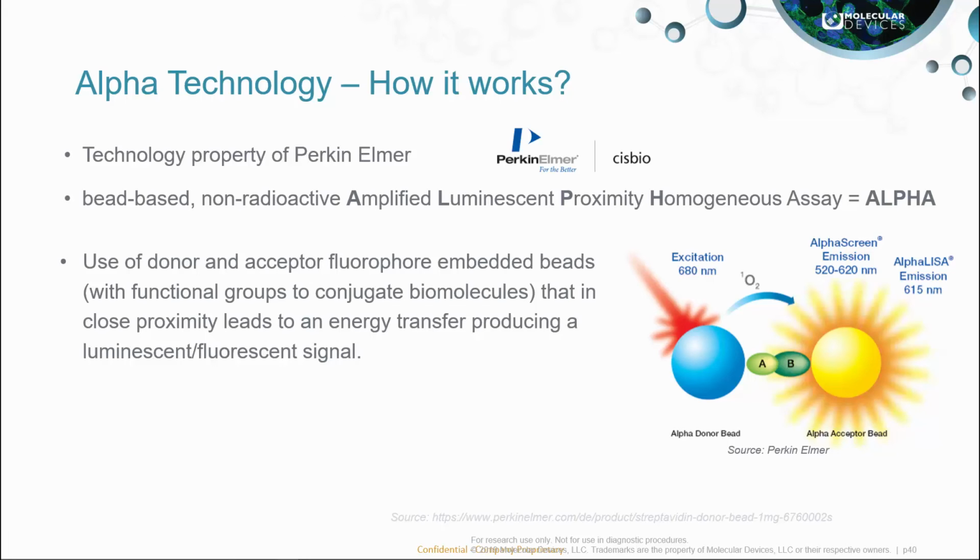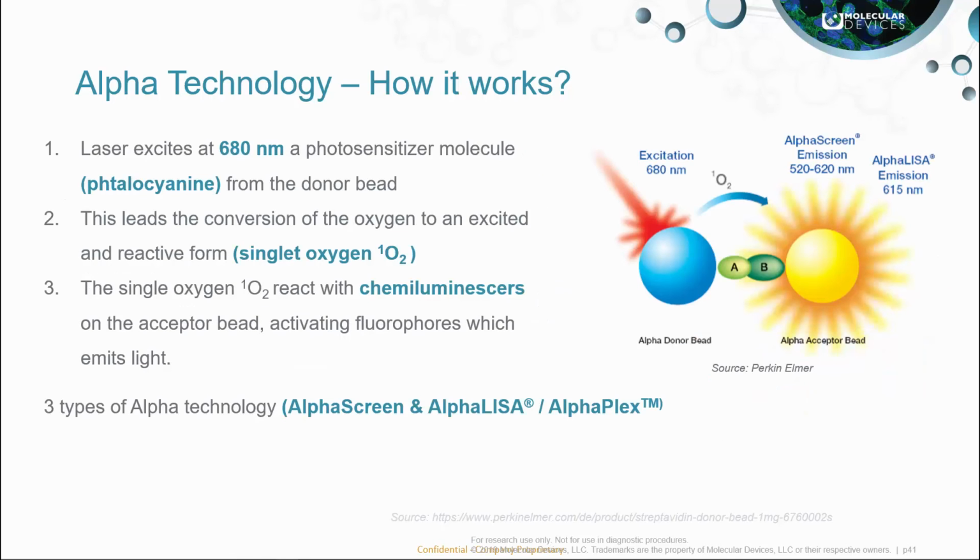Now, I will move to the next slide where I will shortly explain in more detail how this technology works. First of all, a laser will excite at 680 nanometers a molecule from the donor bead. This produces the conversion of oxygen into a singlet oxygen that reacts with different chemiluminescers of the acceptor beads, activating fluorophores that emit light.